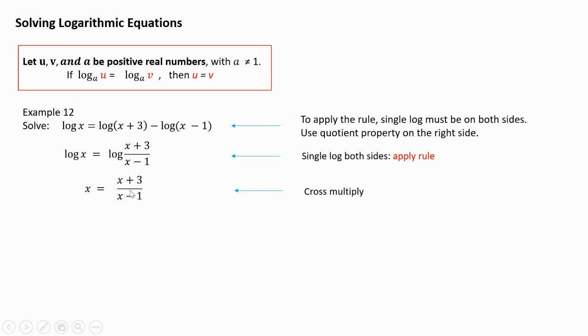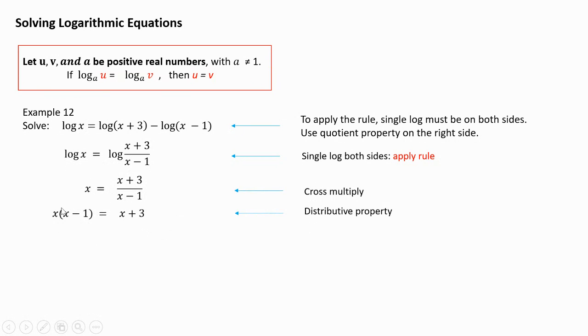Now this can be solved in different ways. You can multiply x minus 1 to both sides, or you can cross multiply. For example, x can be written as x over 1, so I multiply x times x minus 1 and 1 times x plus 3. Or, like I said, you can multiply both sides by x minus 1. On the right side, the x minus 1 cancels, so we're left with x plus 3. And on the left side, we just have x times x minus 1.